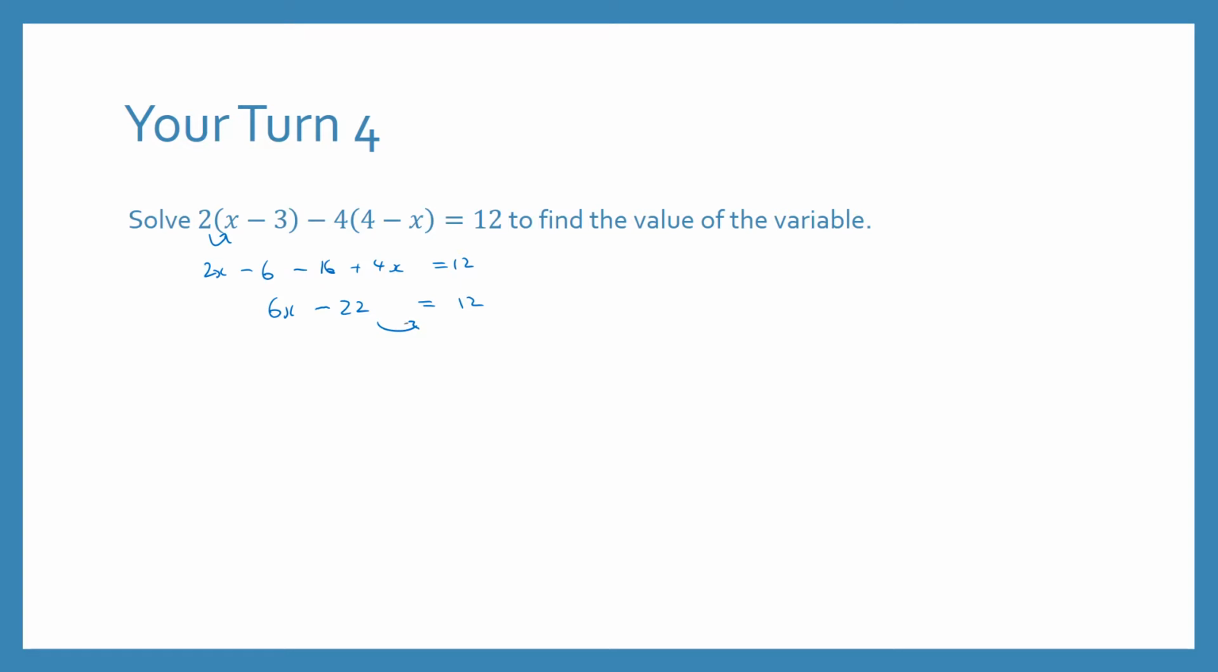Bring the 22 over there by adding 22 to both sides. We get 6x equals 12 plus 22, so 34. x equals 34 over 6, and that's your answer. Again, you can simplify it, but that's the correct answer.